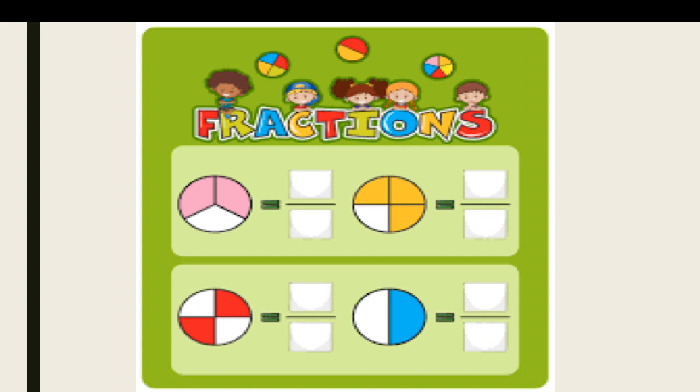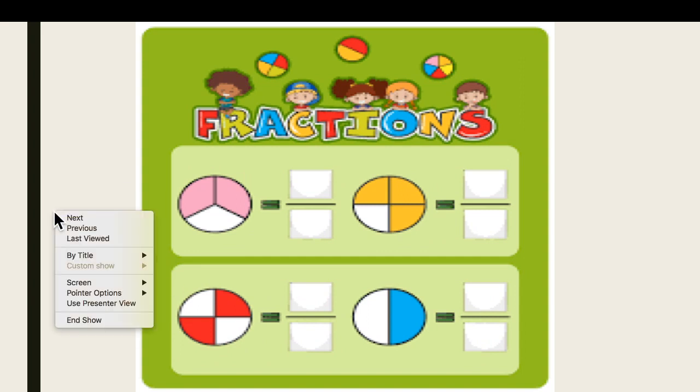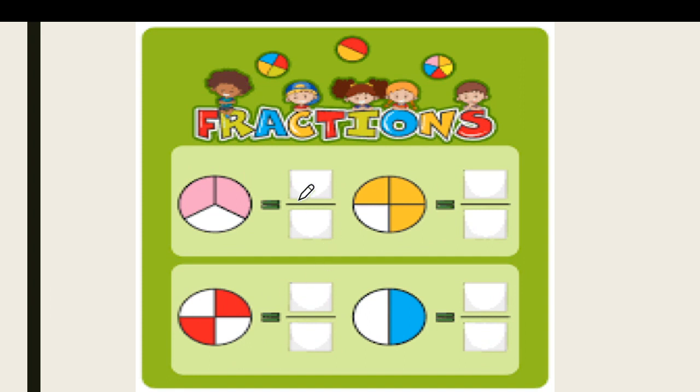Let's have a look if we can practice right here. We will count together, please. This circle is divided into how many equal parts? 1, 2, 3. That number will be down at the bottom, the number of all equal parts. Now, the number on the top tells me how many parts are shaded. Count 1, 2. 2 out of 3 are shaded. We read this fraction 2/3.